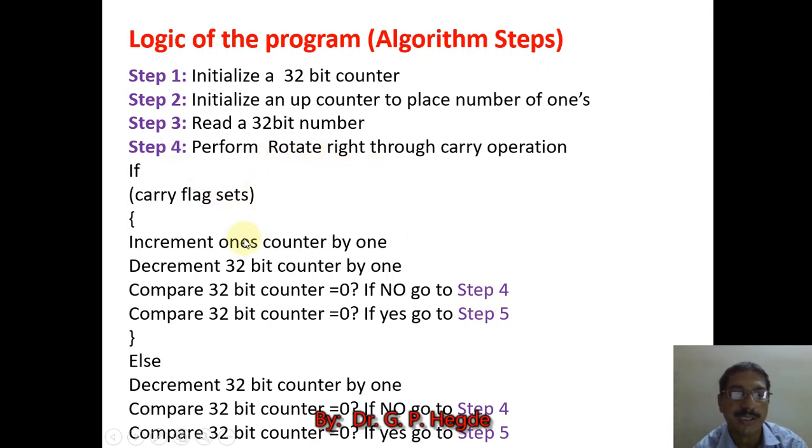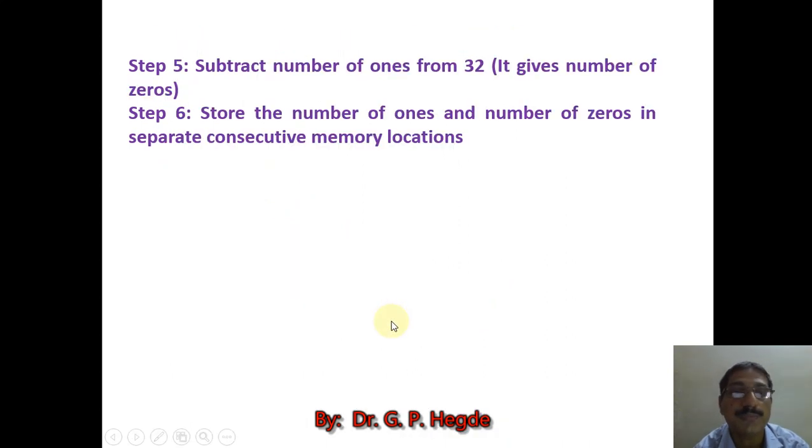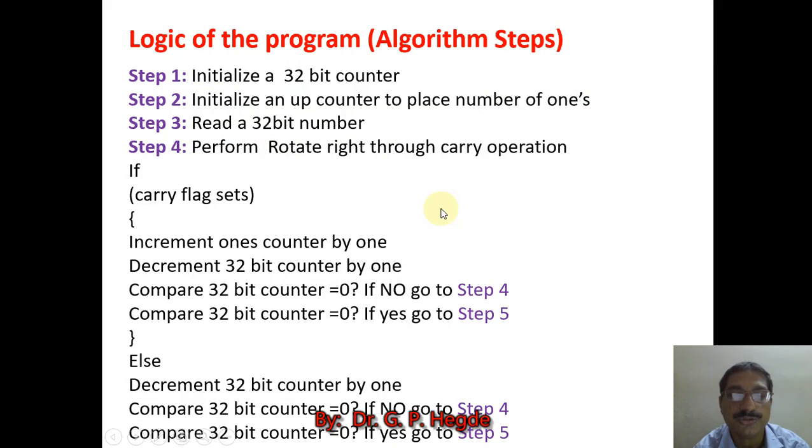If the carry flag sets, again increment once, then decrement the 32-bit counter. Suppose the 32-bit counter is equal to 0? No. Suppose it is no, go to step 4. If it is yes, then you go directly to step 5. Here you subtract the number of ones from the 32-bit number. That gives the number of zeros.